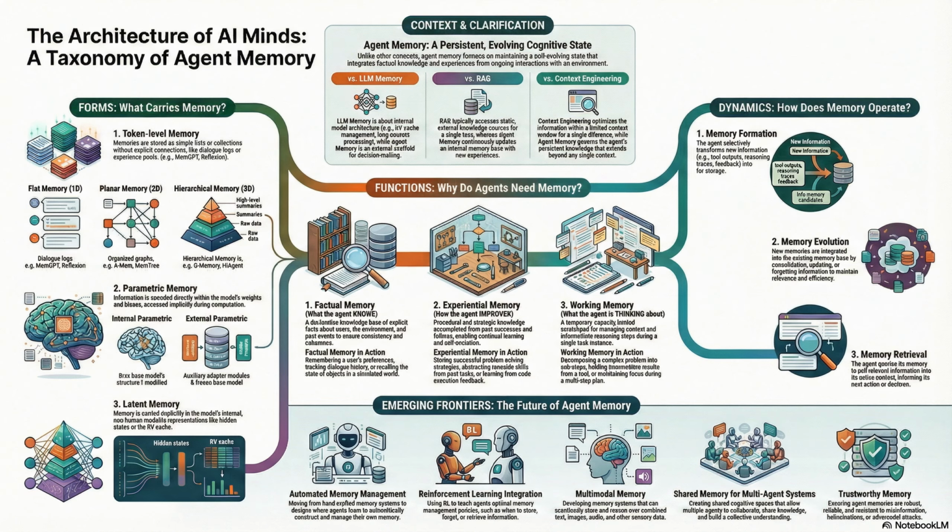What the agent knows, what it's experienced, and how that evolves. The two fields meet at that short-term working memory level, where context engineering makes sure the agent's current thoughts actually fit inside the box. Perfect.